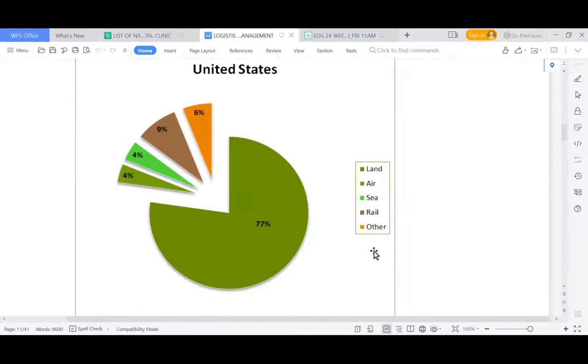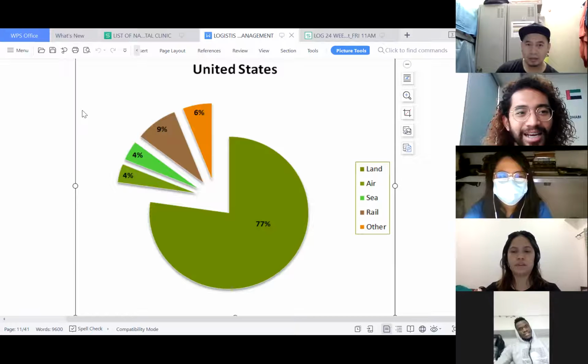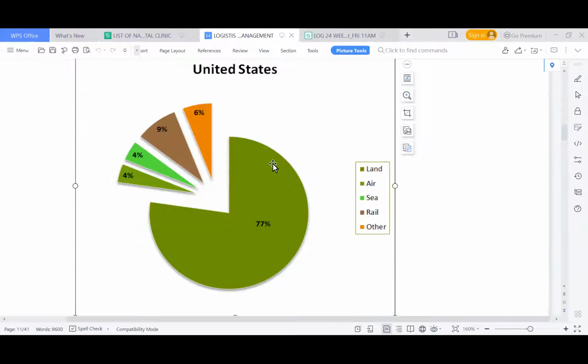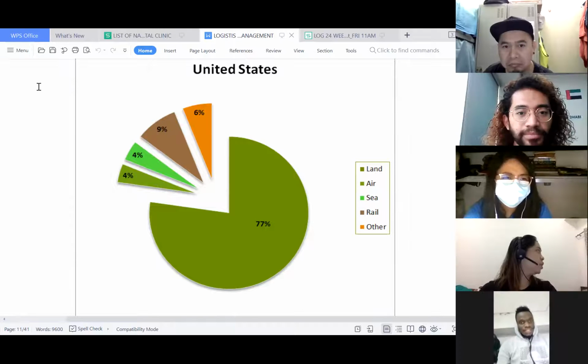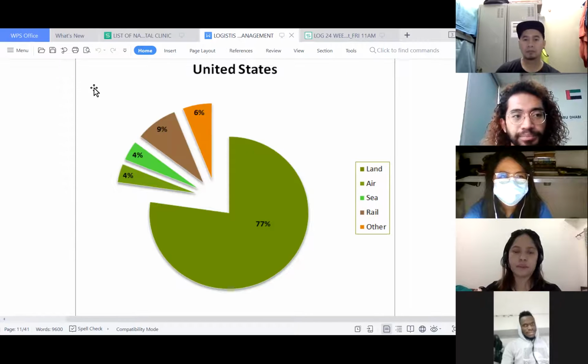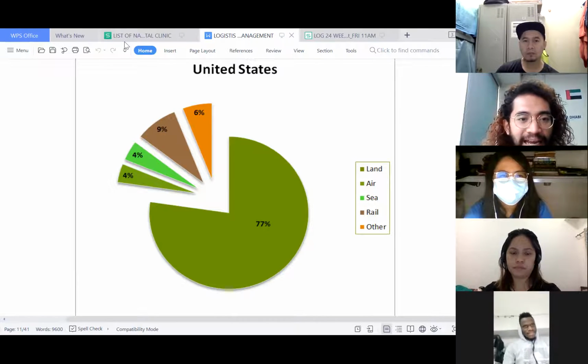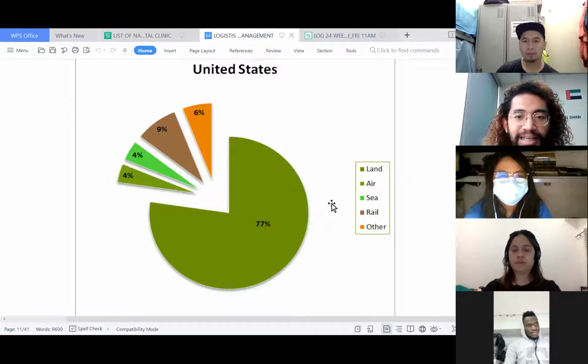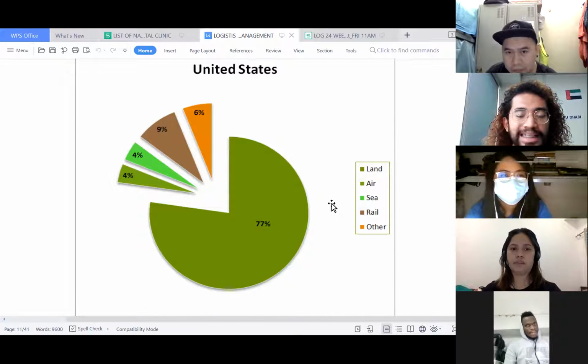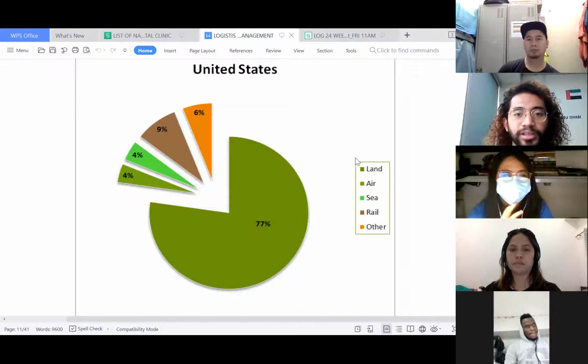Rolling down. We have land. What color is that? Moss gray, apple green, mint green. Rail and others. Can you see the pie chart? So the biggest chunk of this pie chart is, Paddy, what can you see? It is land. How much percent? 77. We have the second, which is 9%, which is rail. 6% is others. Others could be pipeline. That could be your option there. Both 4% for air and sea. This is 2013.